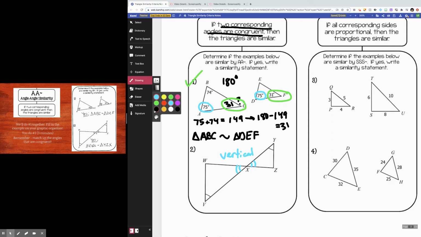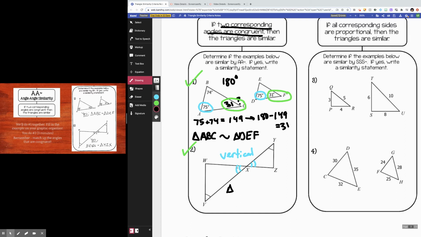Okay, so that means I definitely have similar triangles here. Obviously they're not congruent, they're different sizes, but they are the same shape. So I can say, check, yes, those are similar. So I'm going to write my similarity statement.